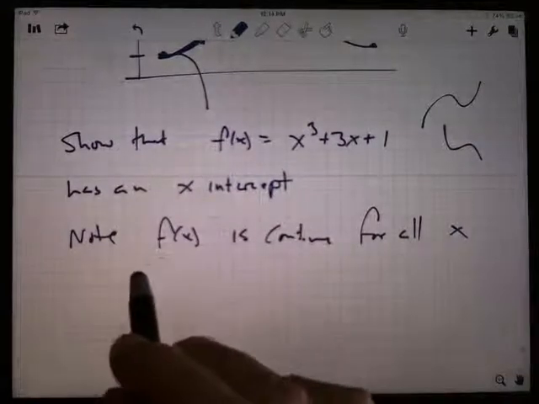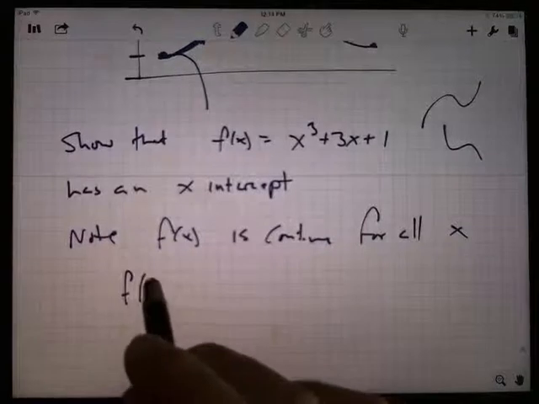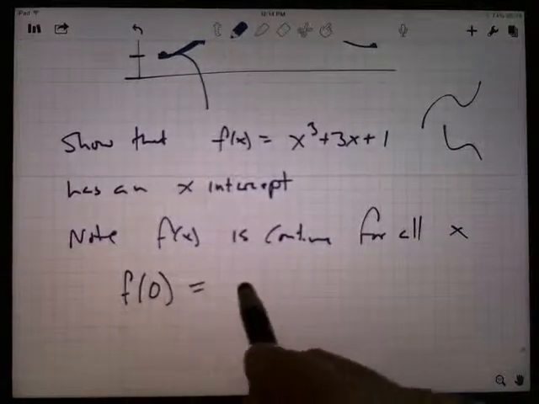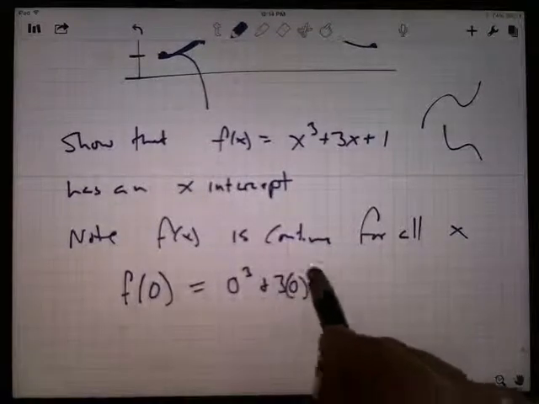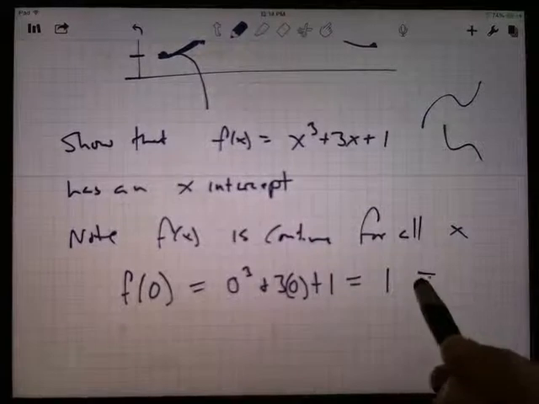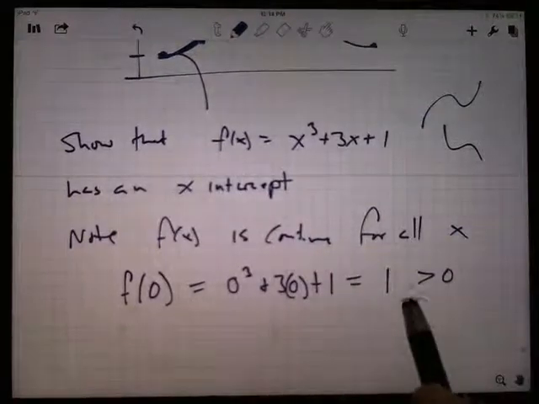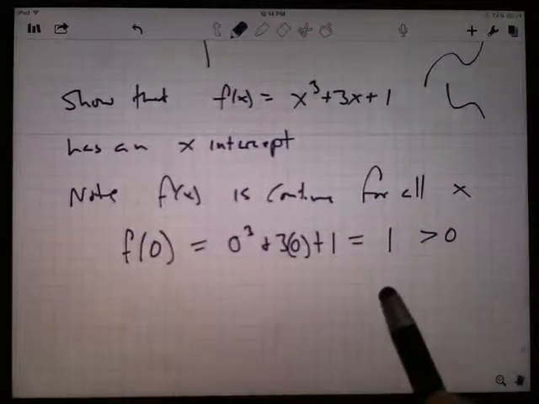I'm going to randomly grab a point here. Let's try plugging in f of 0. Just plug in a 0 and see what you get. 0 cubed plus 3 times 0 plus 1. Well, that would be 1, which I'm going to point out is positive. Maybe you already knew that without me pointing it out, but I want to draw your attention to the fact that that's a positive number.